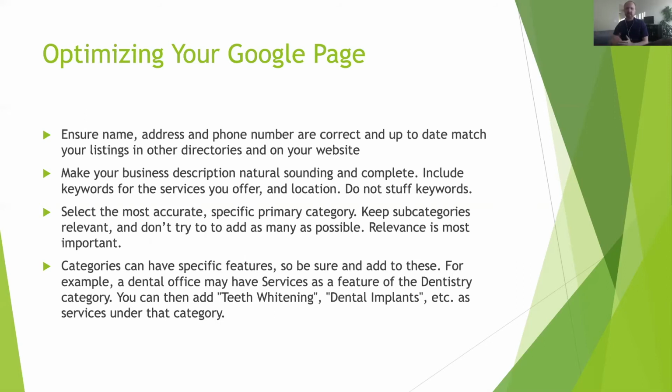And then within categories, you can have specific features depending on what kind of category it is and what kind of business you are. For example, a dentist's office may have services as a feature under the category dentistry, where a dentist could add things like teeth whitening or dental implants. So you'll want to take a look at those categories, see what features you can add to them, and add those as well.